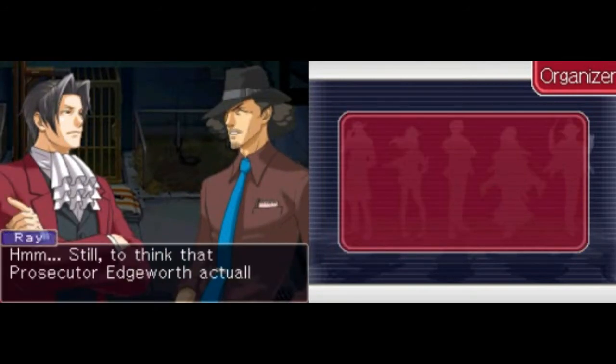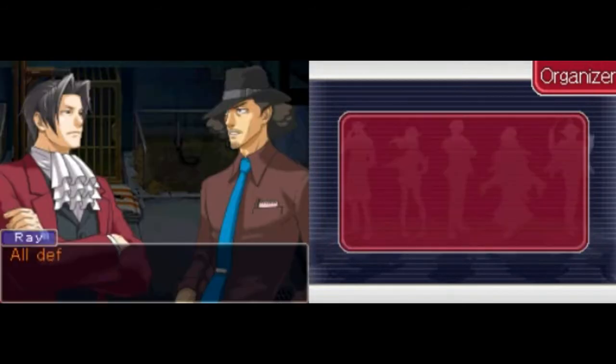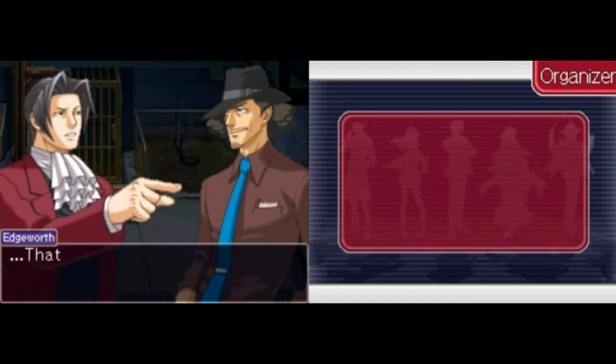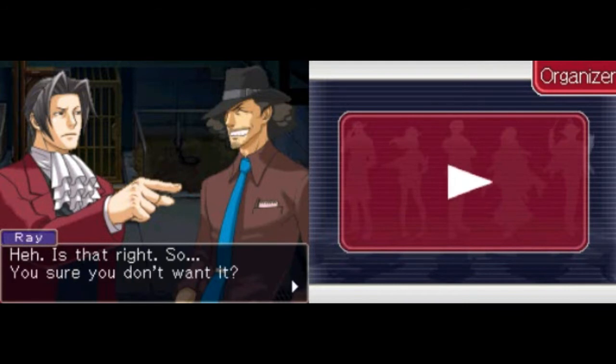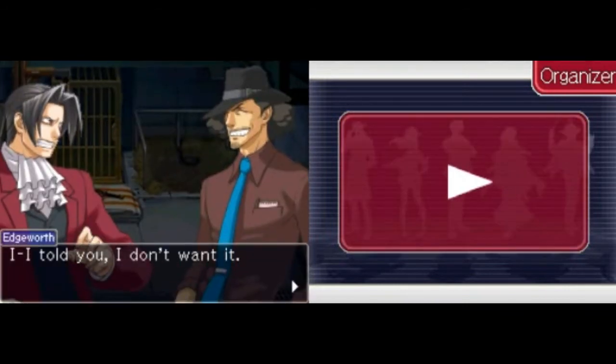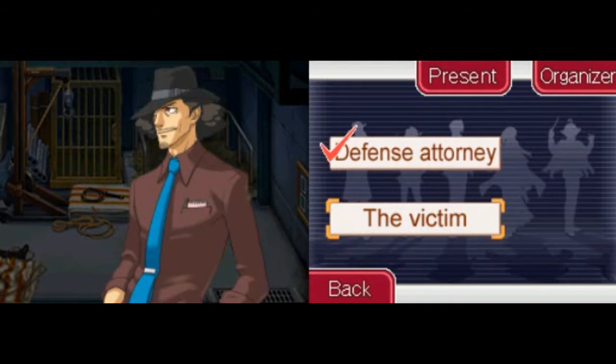Still, to think that Prosecutor Edgeworth actually meets with the defendants. All defendants are guilty. Wasn't that the Von Karma way? That's a thing of the past. Is that right? So, you sure you don't want it? I told you, I don't want it. The victim.